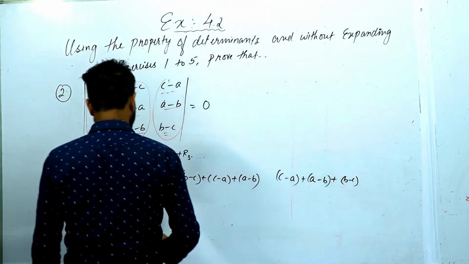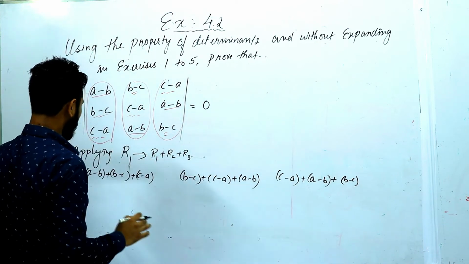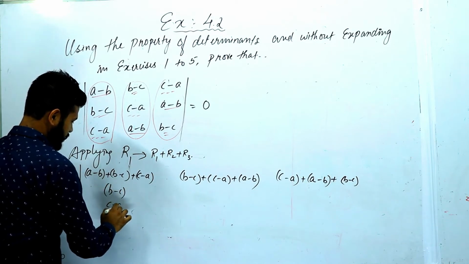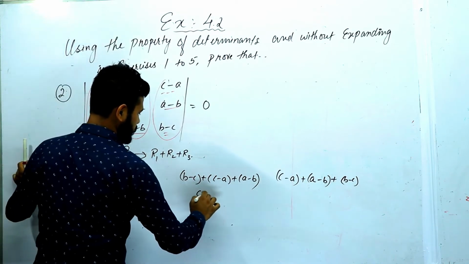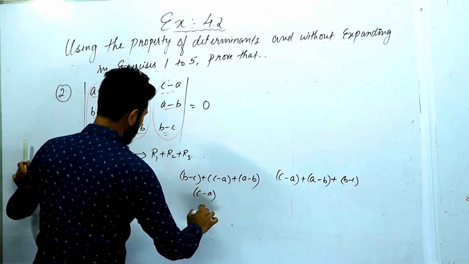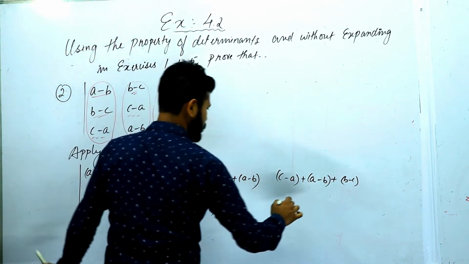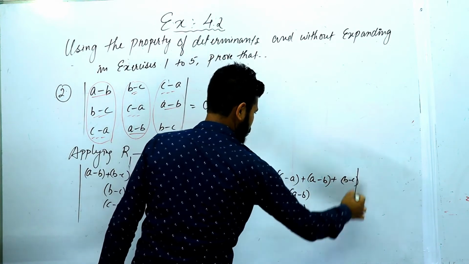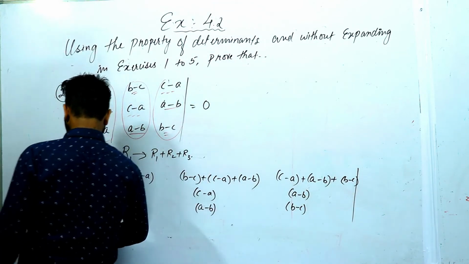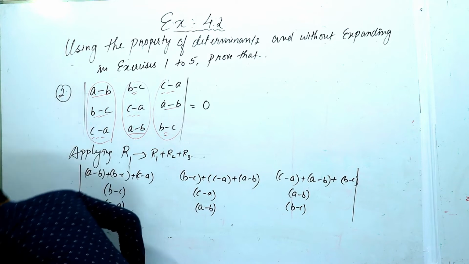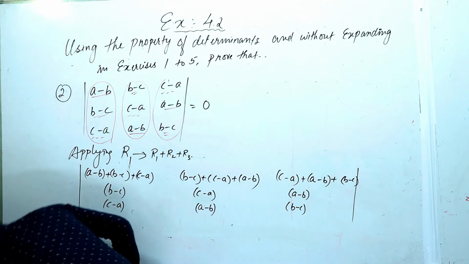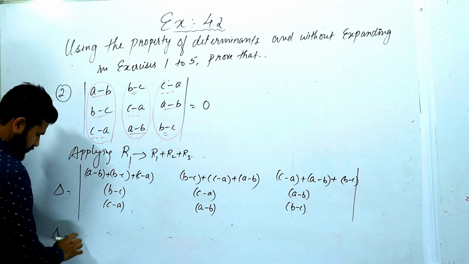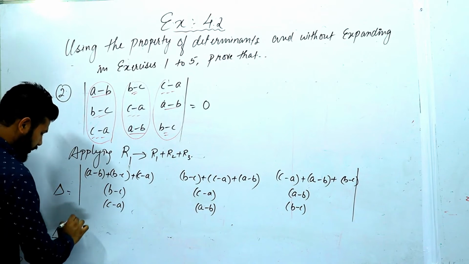That's all. Now there is no change in column 2 and column 3. Let us write them same as it is: B minus C, C minus A, C minus A and A minus B. Here also A minus B, B minus C. Now let us try to open the bracket. Let's open the bracket here.